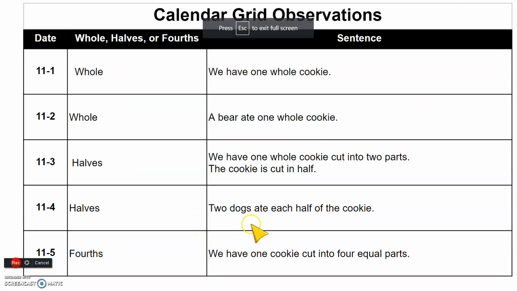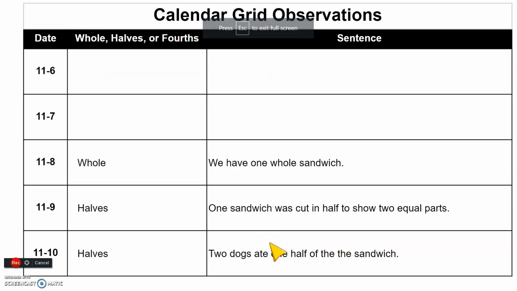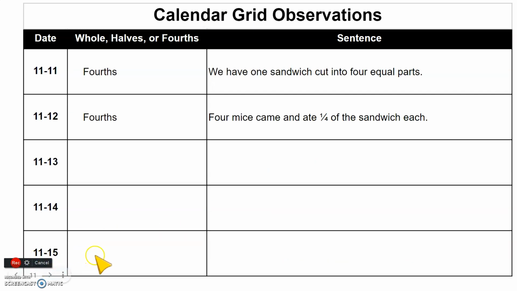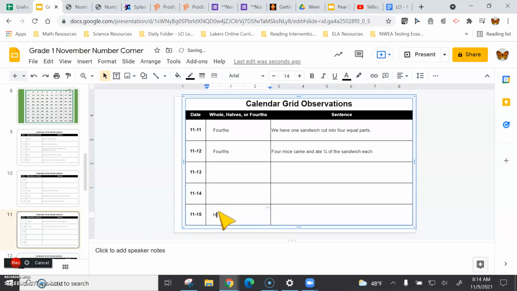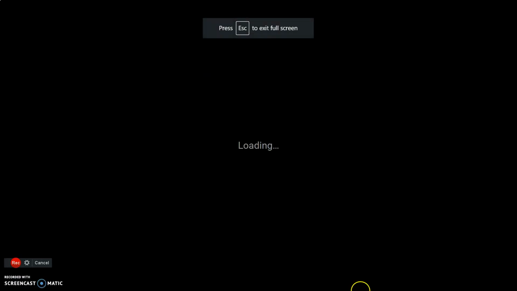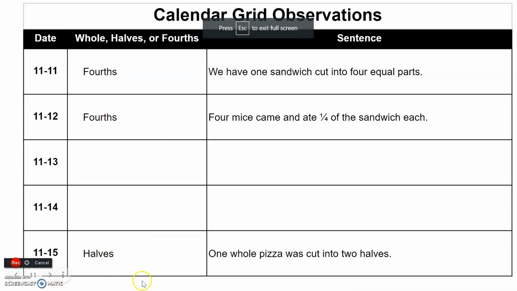Let's add that information to our calendar grid. We have a lot of information we've been adding. So for the 15th of November, we have halves that we are looking at. One whole pizza was cut into two halves. Here we go. Halves is what we saw. One whole pizza was cut into two halves.